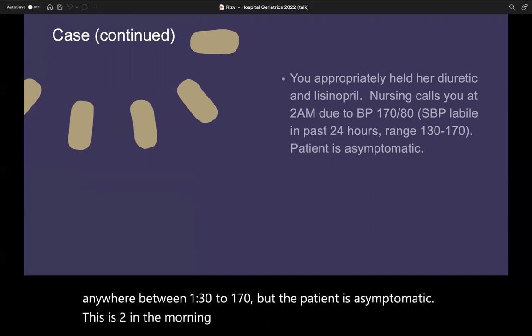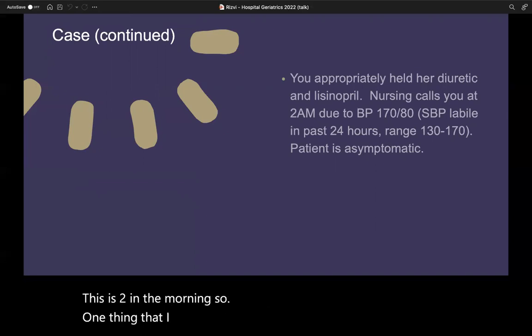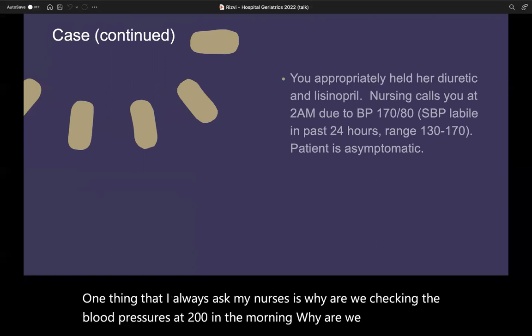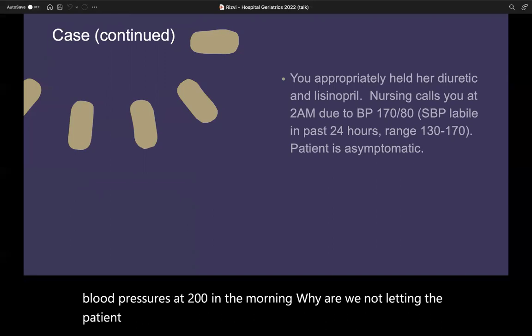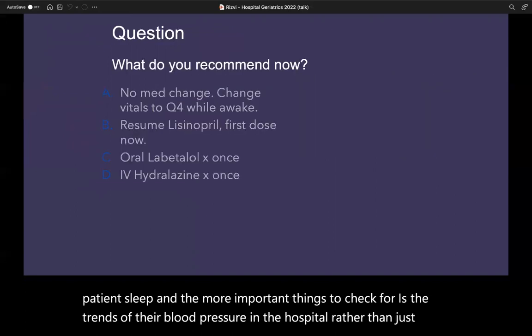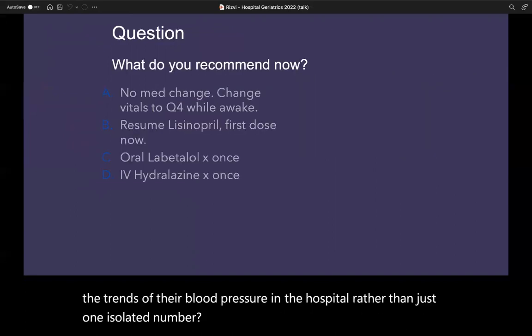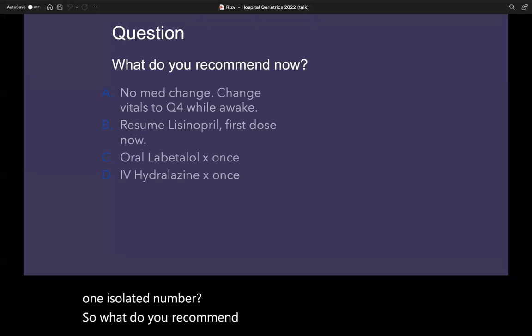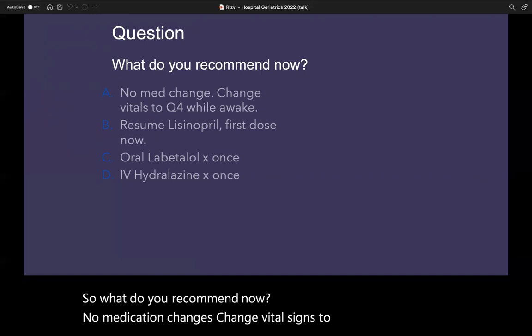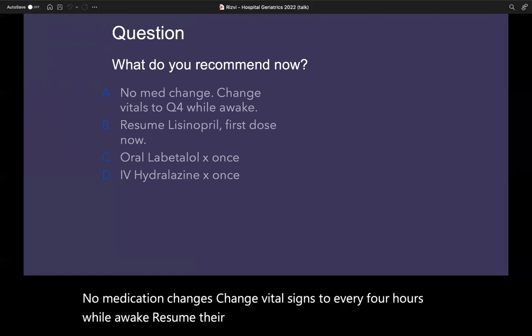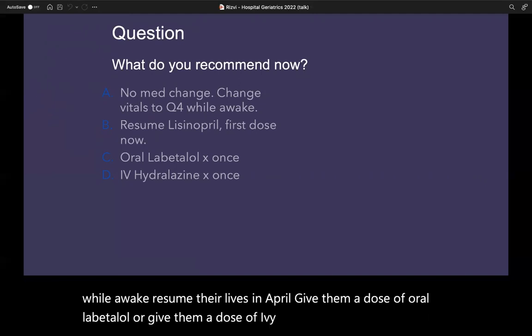So one thing that I always ask my nurses is, why are we checking the blood pressures at 2 in the morning? Why are we not letting the patient sleep? And the more important thing to check for is the trend of their blood pressure in the hospital rather than just one isolated number. So what do you recommend now? No medication changes, change vital signs to every 4 hours while awake, resume the lisinopril, give them a dose of oral labetalol, or give them a dose of IV hydralazine.